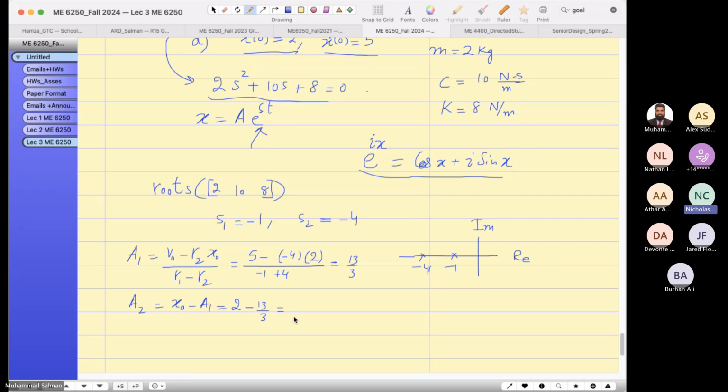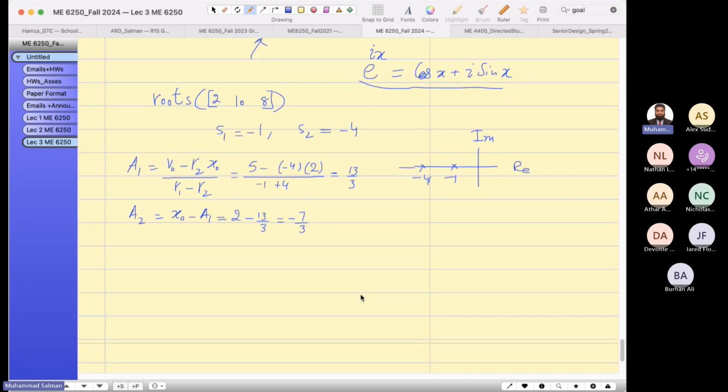Oh, never mind. Sorry. Yeah, 5 plus 8. So A2 equals 2 minus 13 over 3. That becomes -7 over 3, correct? Please correct me if I'm making some mistakes. You can help your professor.